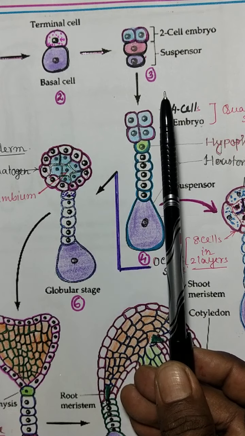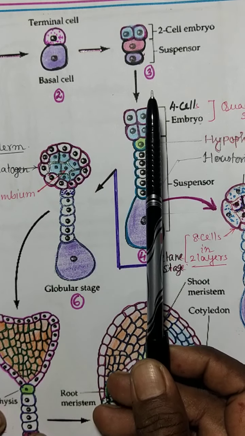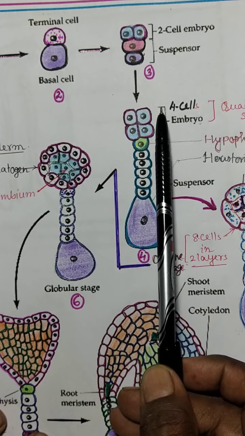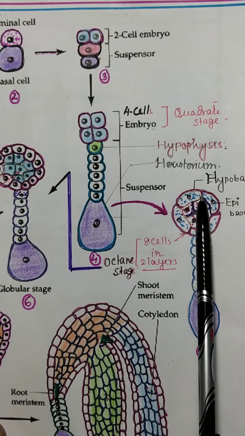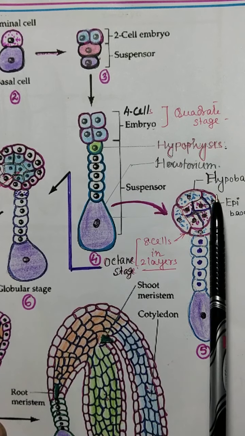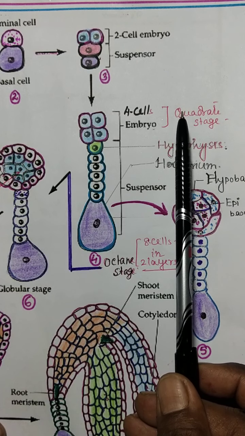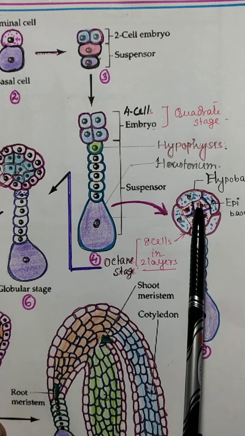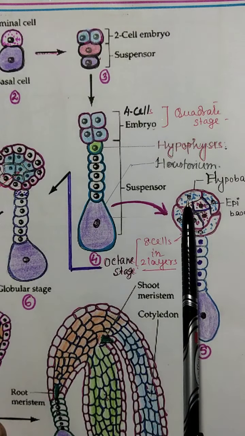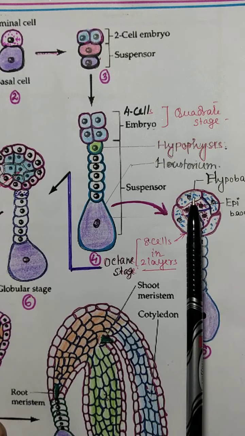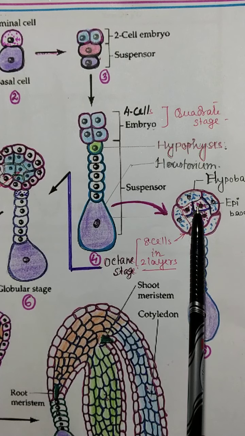Then this embryonal cell undergoes two vertical divisions. They first form a 4-cell embryo, then a 8-cell embryo in this way. This is a 4-cell embryo and this is an 8-cell embryo. This is called the octant stage, and this is called the quadrant stage. These 8 cells are arranged in 2 tiers. The outer one is called the hypobasal and the inner one is called the epibasal cell.